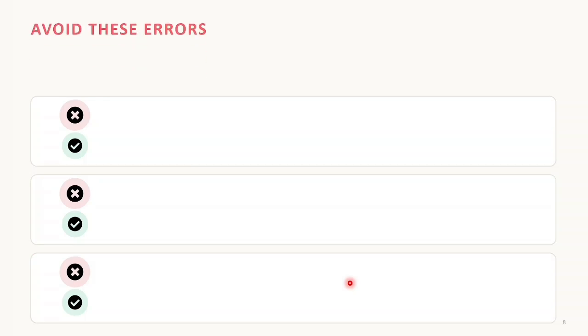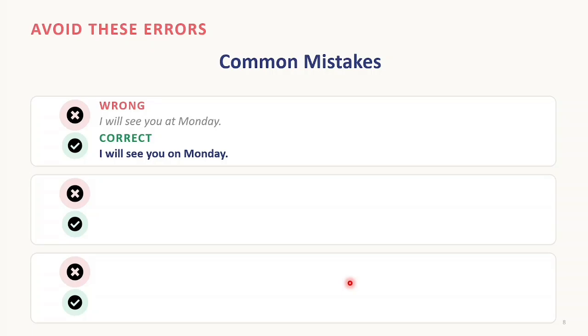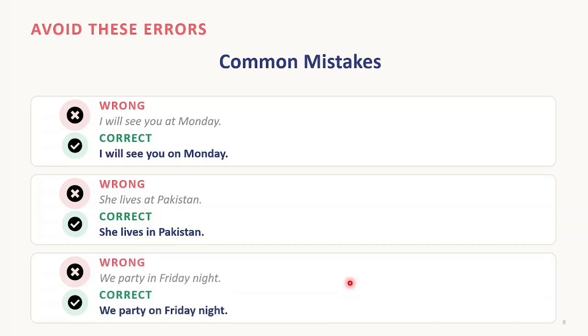So avoid these common mistakes. The first one: "I will see you at Monday" is wrong. The correct one is "I will see you on Monday." As I said, for days we use "on." The next mistake: "she lives on Pakistan." The correct one is "she lives in Pakistan." We said for countries, cities, big countries and big cities we use "in." The next one is "we party at Friday night." Friday is also a day, so we use "on."